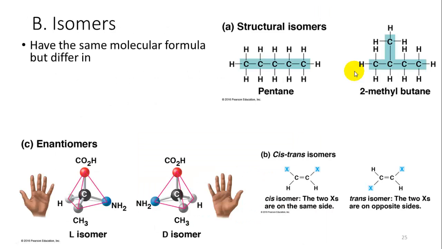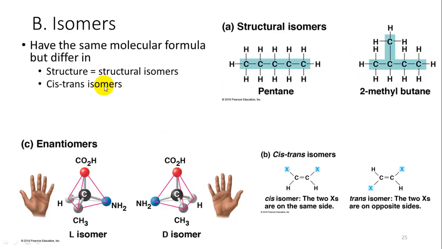Now, the way that things are arranged on a molecule or compound also affects their properties. We call things that have the same molecular formula but differ in some way isomers. So we have structural isomers, and we have an example here. These actually have the same chemical formula. You can count the 1, 2, 3, 4, 5 carbons. But the carbon is forming a chain in pentane, and in 2-methylbutane, it's branching off. So these are structural isomers. Their structure is different, but everything else is the same.